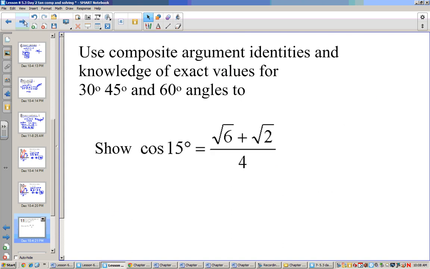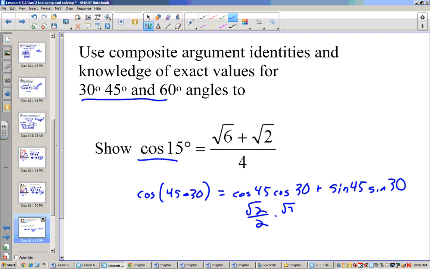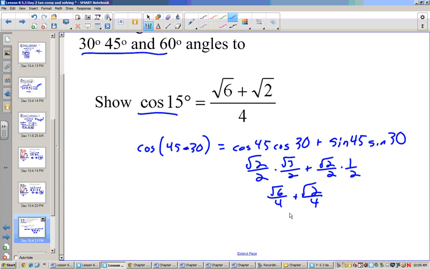Alrighty, now we're going to find some more trig exact values based off of trig exact values that we already know. So this one says show that cosine of 15 equals this. Basically, we can find the exact value of cosine of 15 because we know 15 is 45 minus 30. Now if I expand this using our rule, we can plug in the values. Cosine of 45 is root 2 over 2. Cosine of 30 is root 3 over 2. Sine of 45 is root 2 over 2. And the sine of 30 is 1/2. So this is root 6 over 4 plus root 2 over 4. When those add together, we can put it into one fraction, and we have proven that.